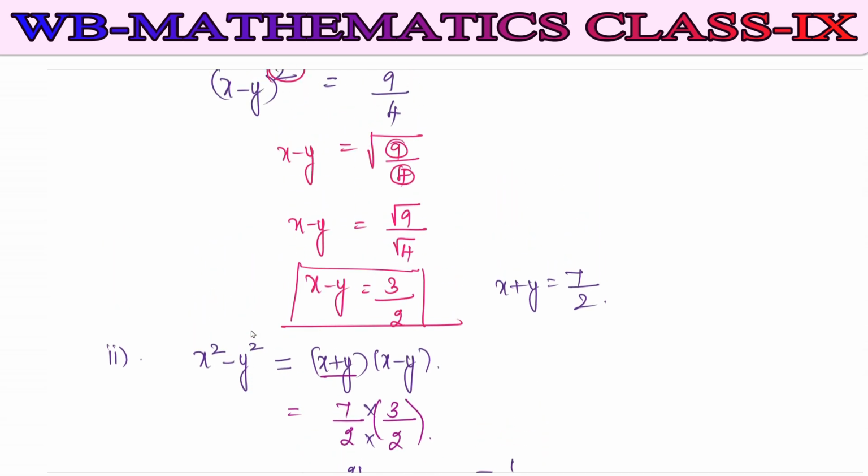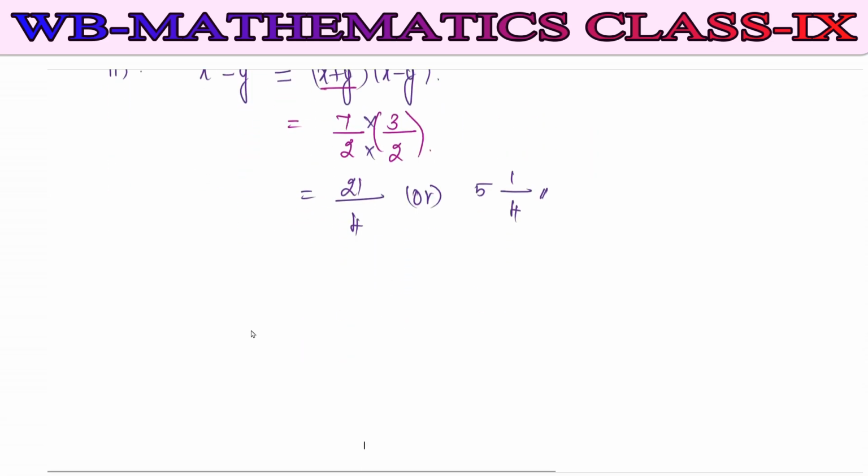Students, you need to keep in mind, when you are taking square to the opposite side as a square root, you need to take plus or minus along with that. So when you take plus or minus, the answer is going to continue with plus or minus. So here x minus y value is going to be plus or minus 3 by 2. So here also it will carry plus or minus 21 by 4, plus or minus 5 1 by 4. So this is the final answer for x square minus y square is equal to plus or minus 21 by 4, or you can write it as plus or minus 5 into 1 by 4.